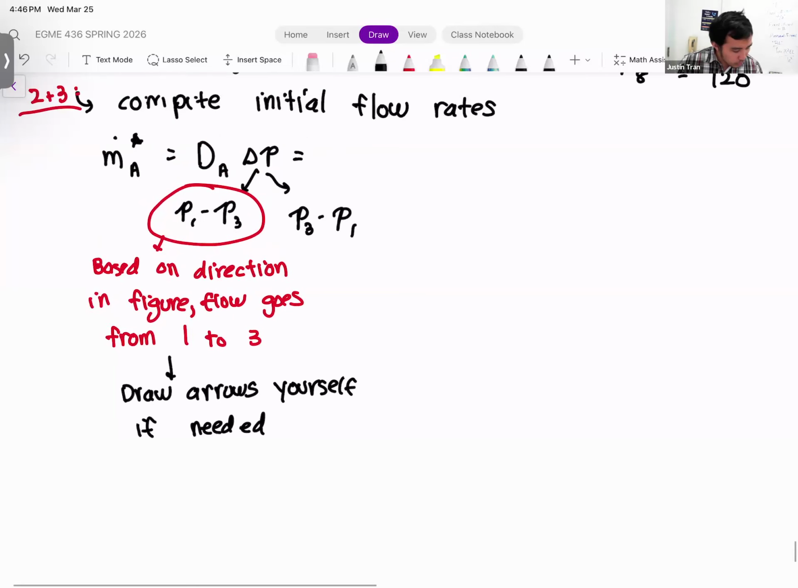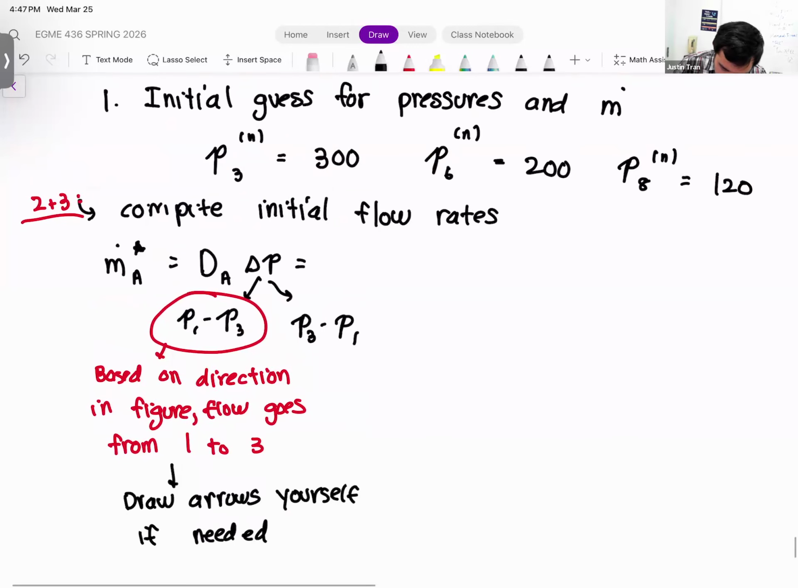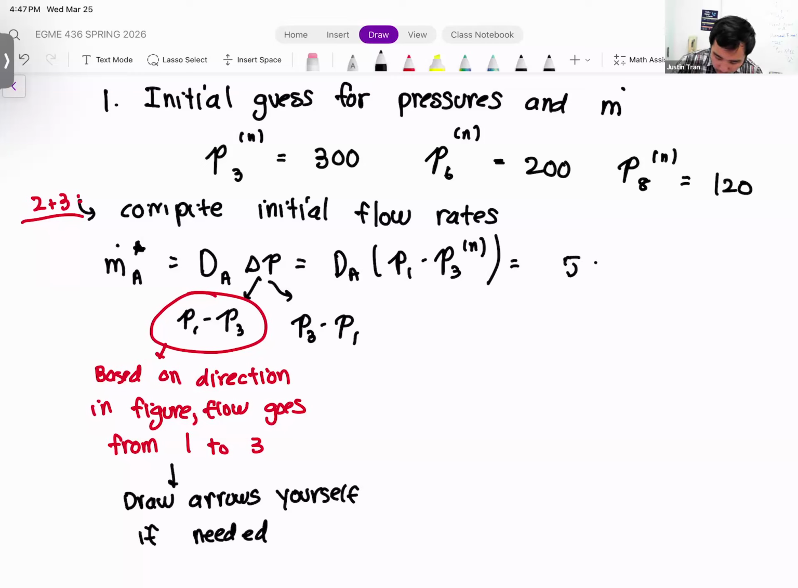But since we know the direction here, we're going to go from 1 to 3. This is going to be dA multiplied by P1 minus P3. We denote that P3 now is just a guess, so P3 is just P3N. We go ahead and multiply that through, and we get m dot through pipe A is going to be 50.